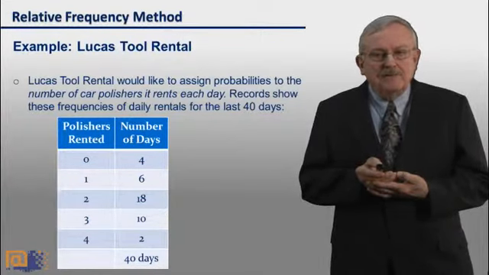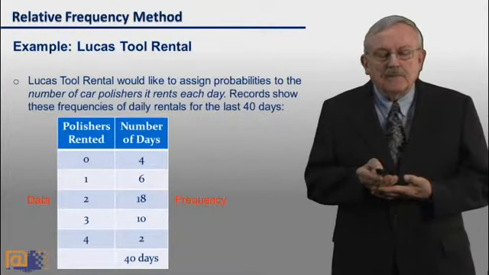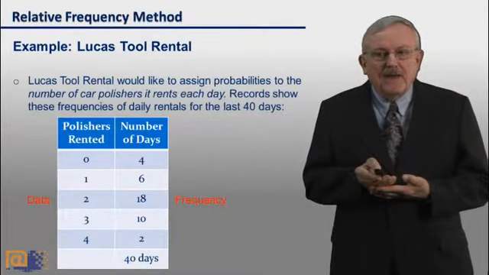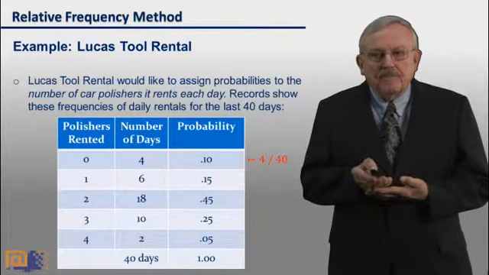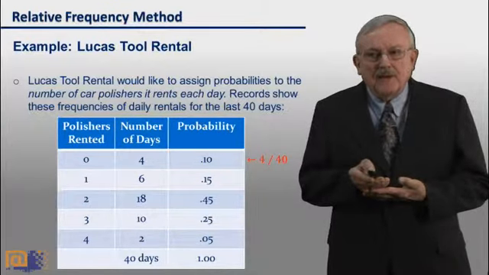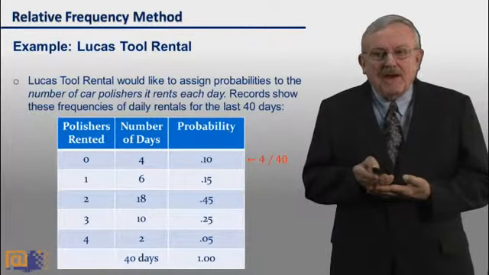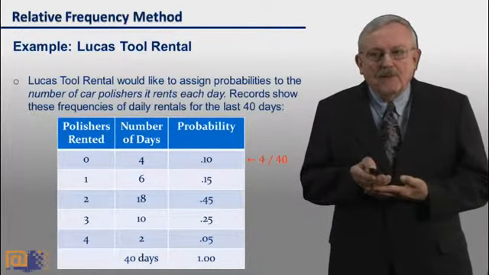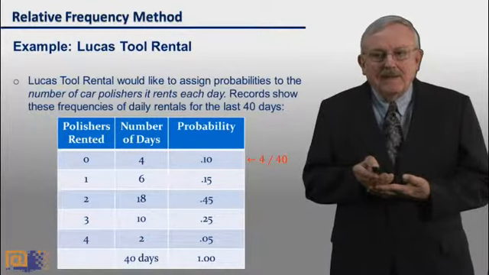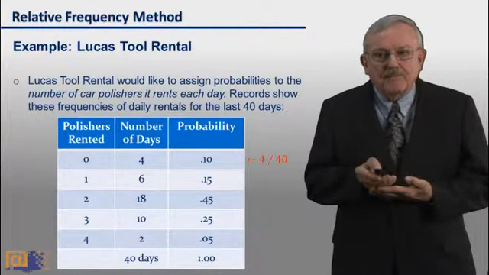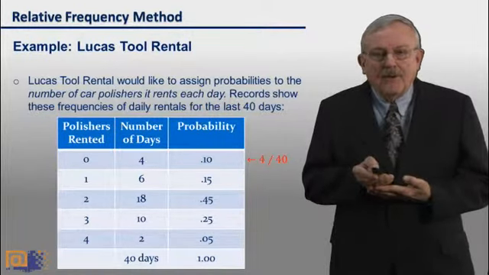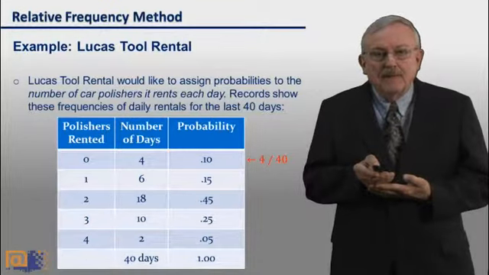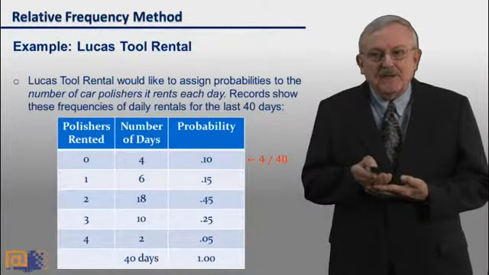So we have our data, the number of polishers rented, and the number of days for each of those outcomes. To determine the probability, for 0, we divided 4 by 40 days for 10% or 0.1, 6 divided by 40 for 0.15, 18 divided by 40 for 0.45, and so on. Notice that the probabilities add up to 1 in this case, since we have documented all possible outcomes and their associated probabilities.